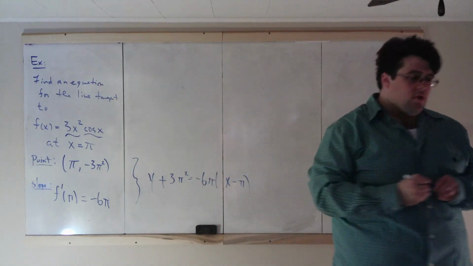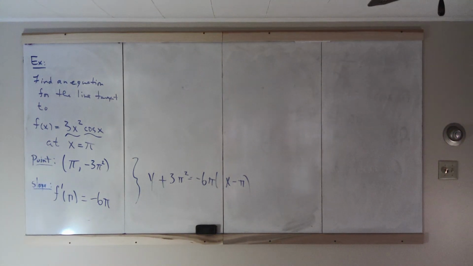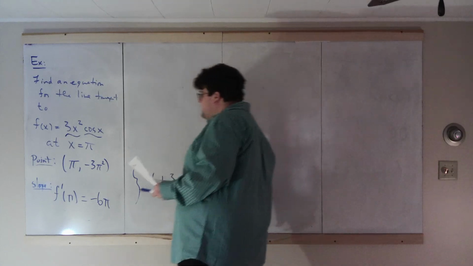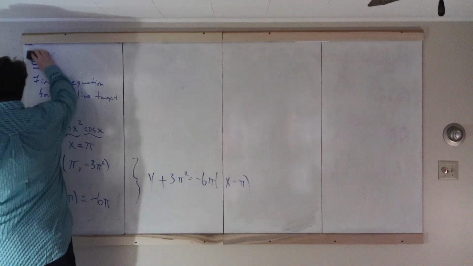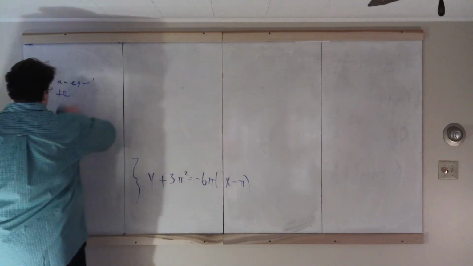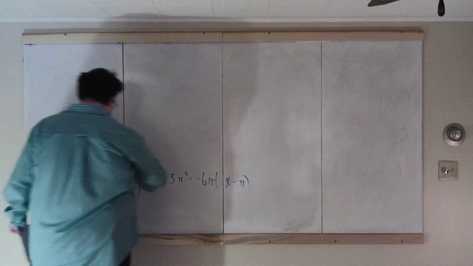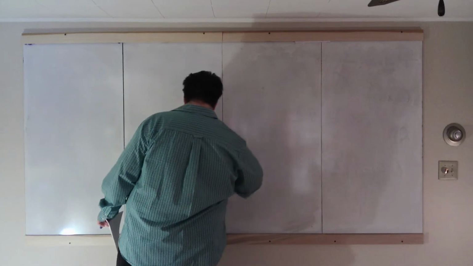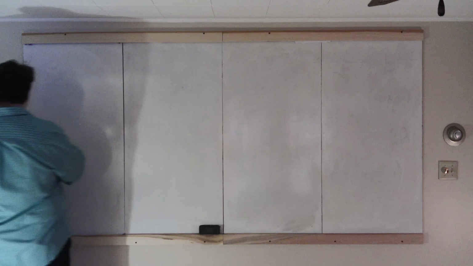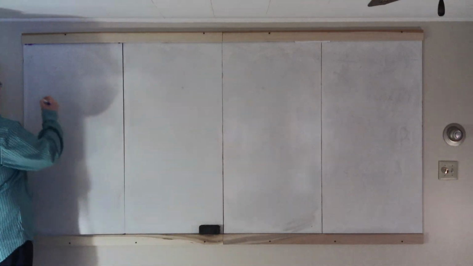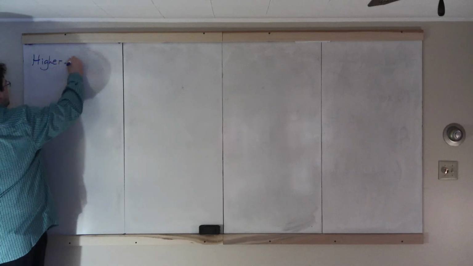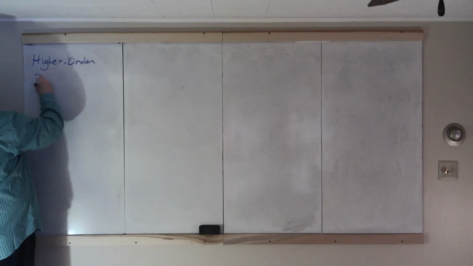Let's make one more observation. Everything we've done so far, we've just taken one derivative. Well, we could go on from that. We could take the derivative of the derivative, and then you could keep going on. You could take the derivative of the derivative of the derivative, and so on. And we call these higher order derivatives.